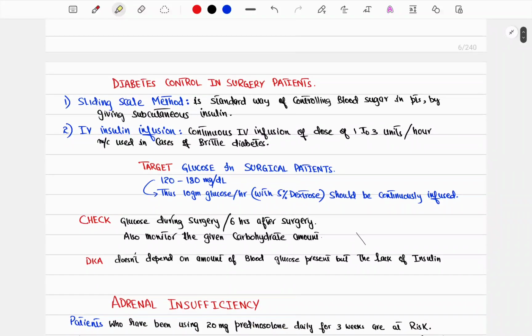Diabetes control in surgery patients is done by the sliding scale method, which is a standard way of controlling blood sugar by giving subcutaneous insulin. Another method is IV insulin infusion, a continuous IV infusion of insulin at a dose of 1 to 3 units per hour, most commonly used in brittle diabetes, that's resistant diabetes.